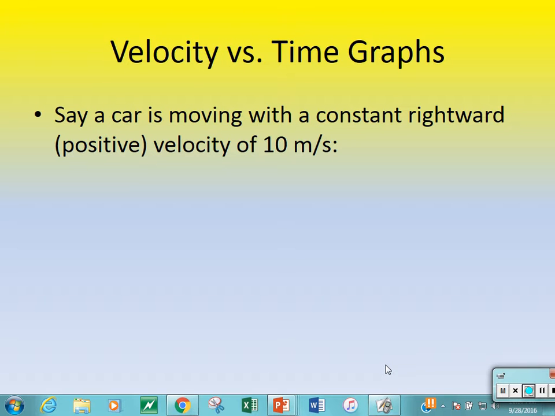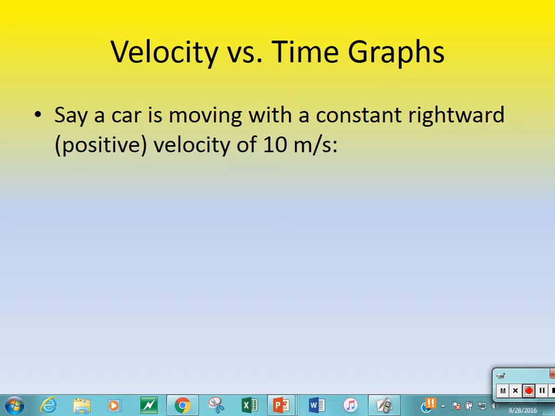Okay, welcome back. In this video, we're going to talk about velocity versus time graphs. Remember last time we talked about position versus time graphs. So this is a little bit different. If you're following along with the video, please have your guided notes open, chapter 2, to where it starts talking about velocity versus time graphs. Okay, let's get started.